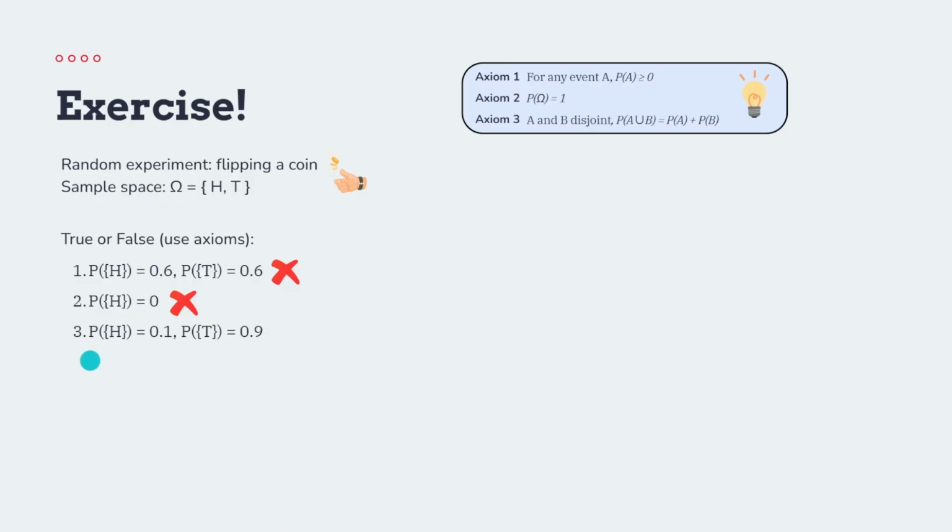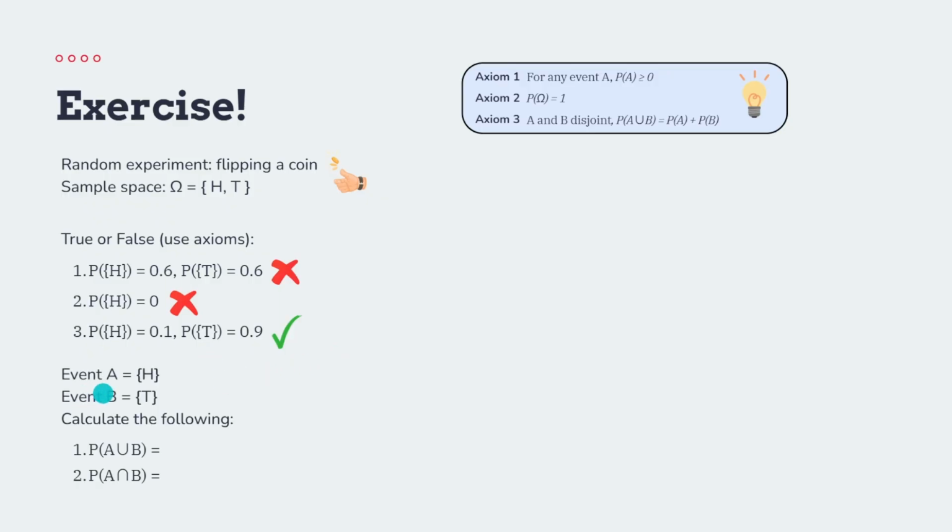And the third statement, probability of heads is 0.1 and probability of tails is 0.9. This is true because summing them up, leading to the sample space, the probability becomes 1. This can be used to model an unfair coin where the tails part is weighted, leading to 90% of the coin tosses to tails. Let's go further.